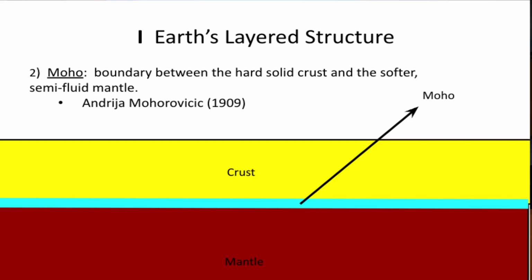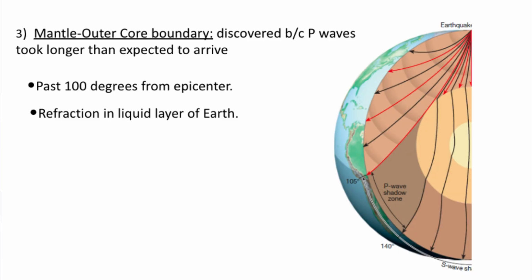Some of the boundaries that we found using seismic waves was the MOHO. The MOHO is a boundary between the crust and the upper mantle. It goes from where rocks are more rigid, rocks acting like rocks in the crust, to more of that semi-solid plastic flow mantle. Another boundary that we found, which I've already mentioned, is the boundary between the mantle and the liquid outer core. Again, producing shadow zones because S waves cannot travel through liquids, and also because P waves refract when they hit this liquid outer layer.